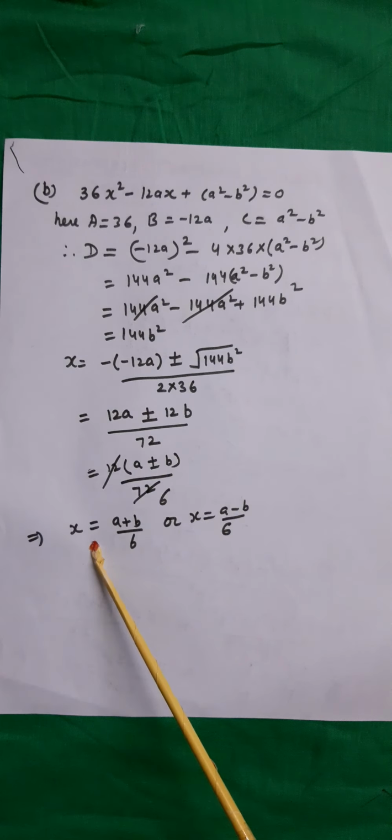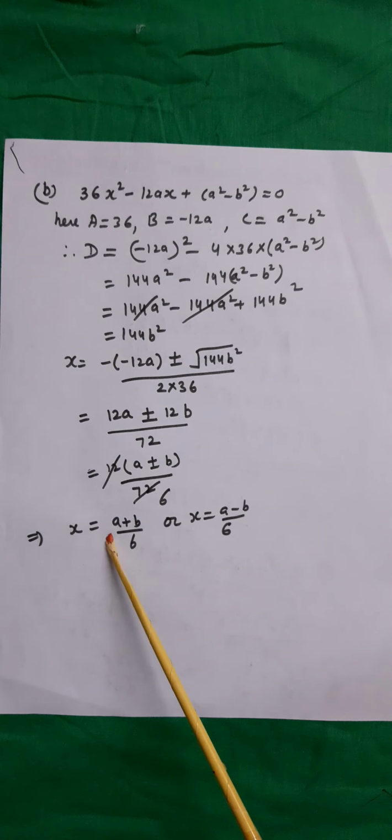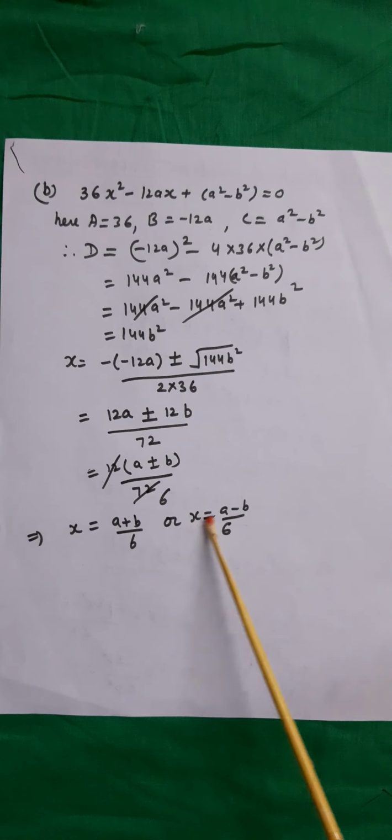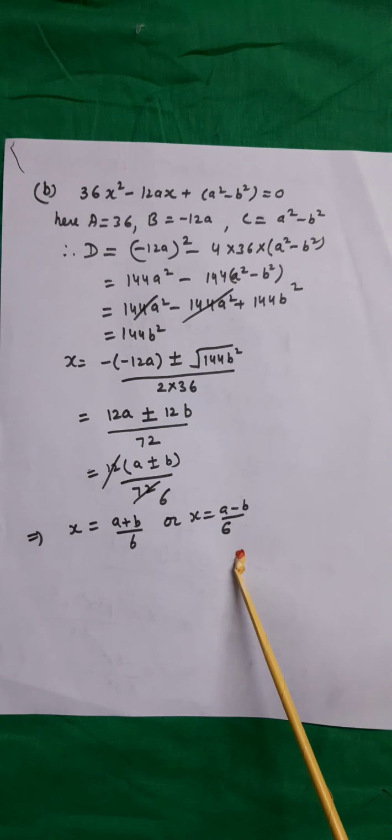That means two values of x are x = (a + b) / 6 or x = (a − b) / 6.